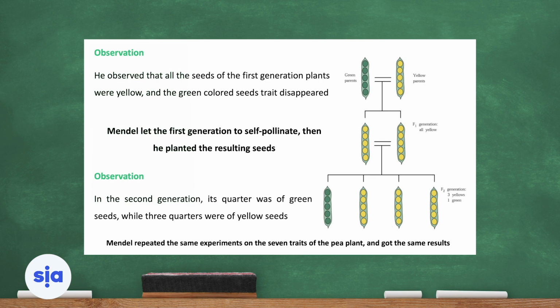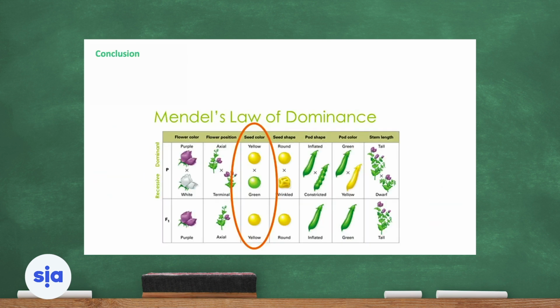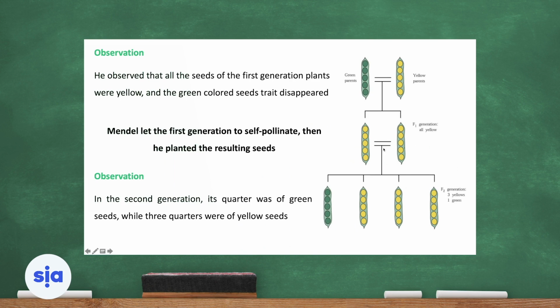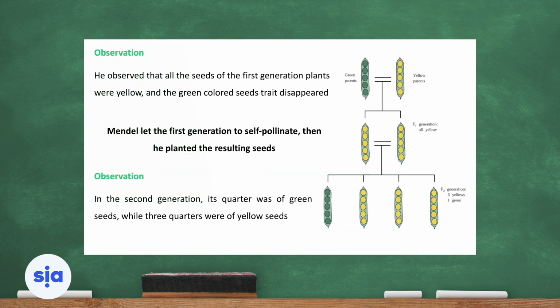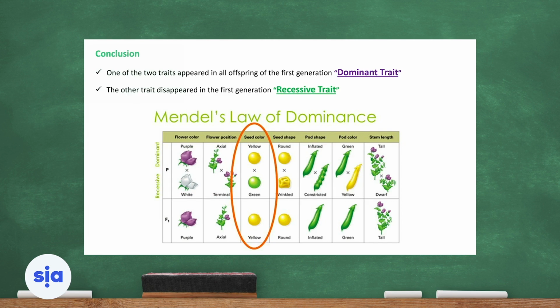Mendel repeated the same experiment on the 7 traits of the pea plant and got the same result. The conclusion: one of the 2 traits appeared in all offspring of the first generation. So, if we look at the first generation, only the yellow trait appeared. This means that this trait is dominant, is strong. The other trait disappeared in the first generation, which is the green color. The green color seeds disappeared in the first generation, and this means that this trait is recessive, weak.